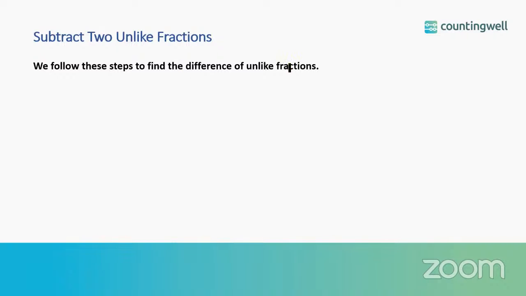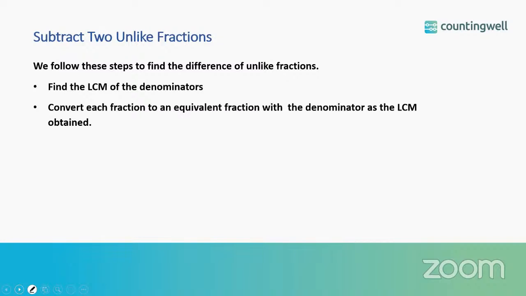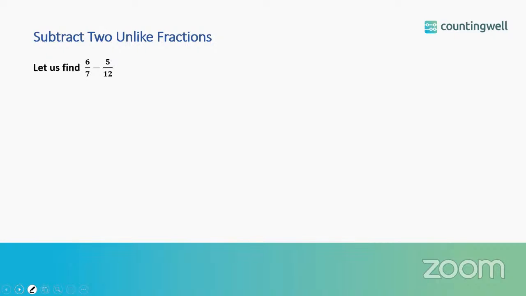Now that we have seen how to add unlike fractions, in a similar way, we can subtract two unlike fractions. The steps are the same. You just have to find the LCM of the denominators and convert each fraction into an equivalent fraction with the denominator as the LCM obtained. Then you have to subtract the fractions and convert it into a mixed fraction if required. Okay, so let us see one example.